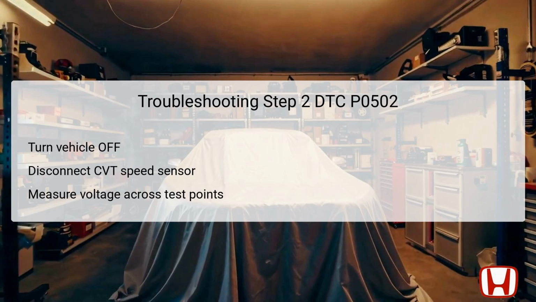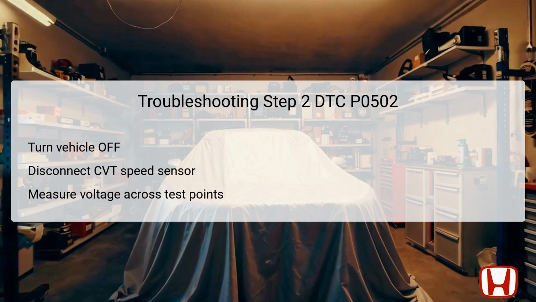In this second step, you'll investigate the electrical integrity of the CVT speed sensor circuit. Start by turning the vehicle to off lock mode. Subsequently, disconnect the CVT speed sensor's 3P connector, which serves as the link between the sensor and the rest of the electrical system. With the connector disconnected, turn the vehicle into on mode again. The next crucial action is to measure the voltage between test points that correspond to the sensor's connections.